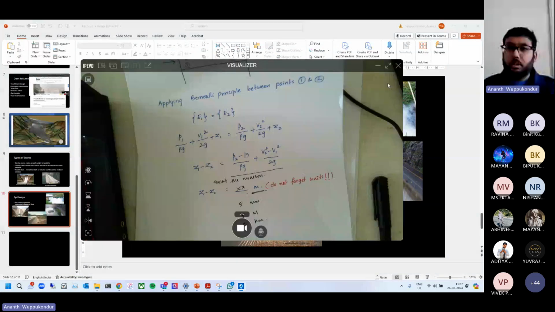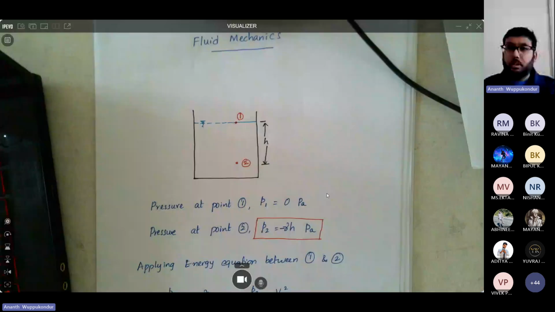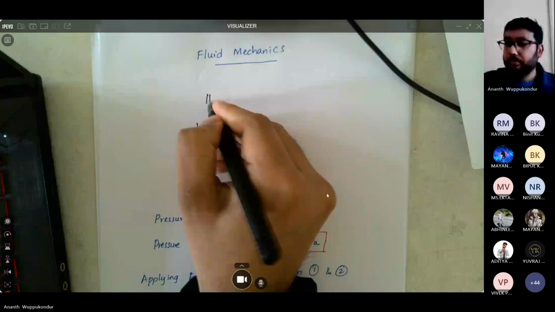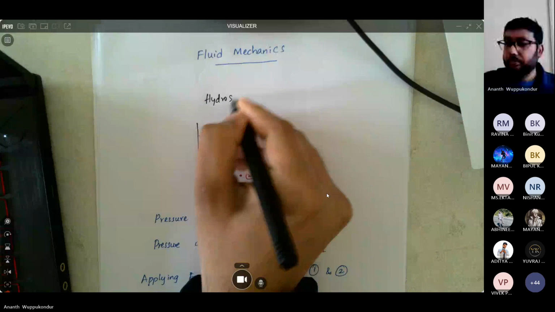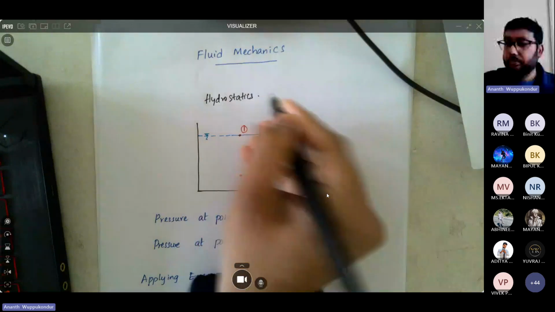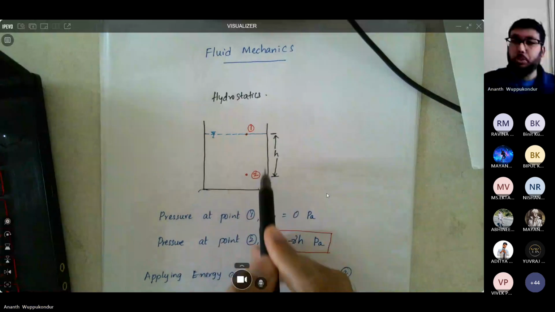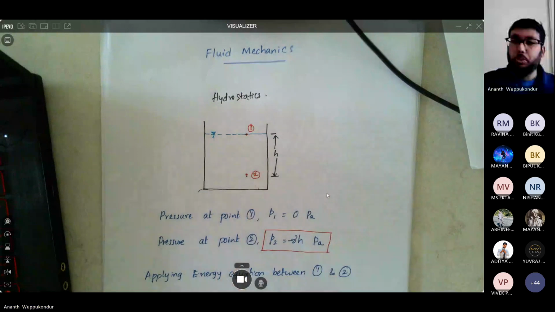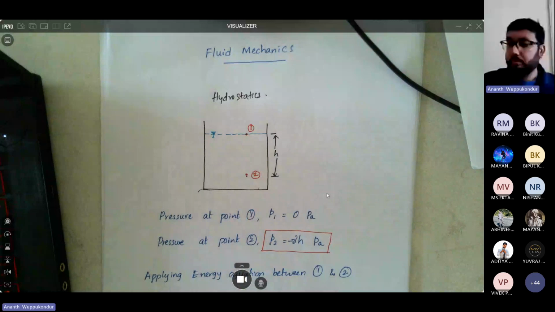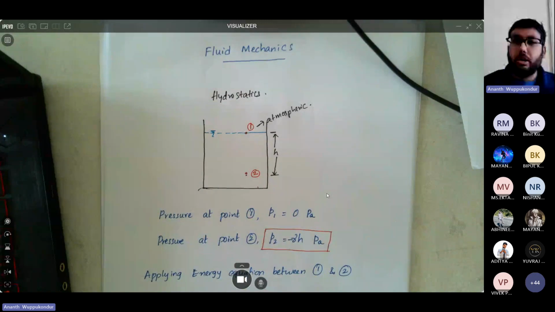So let's start with the basic concepts in fluid mechanics. Let's start with hydrostatics. Let's say you have a tank as shown in this figure, and you have points 1 and 2. The pressure at point 1 would be atmospheric pressure. In our calculations, we consider gauge pressure, which is relative to atmospheric pressure. So our P1 is 0.